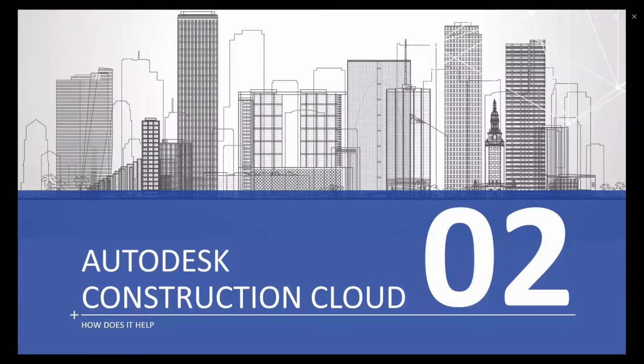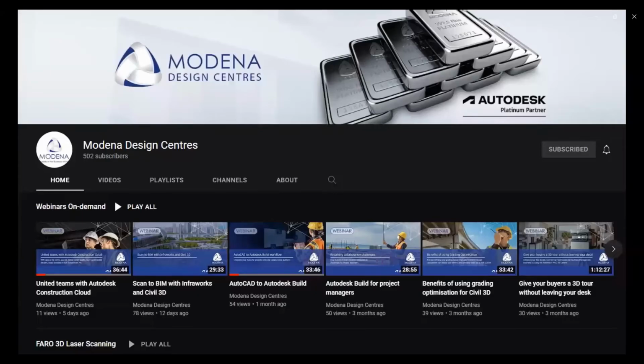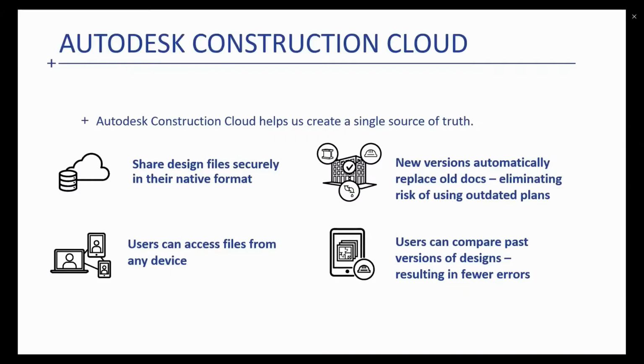So how does Autodesk Construction Cloud help us with any of this? Well, first off, Autodesk Construction Cloud helps us create a single source of truth. If you're curious about this term, I implore you to check out our YouTube channel, where my colleagues have previously talked about collaborating in the cloud and united teams with ACC. But to quickly loop you in, the single source of truth means that with Autodesk Construction Cloud, we can create a single location for all our relevant data.